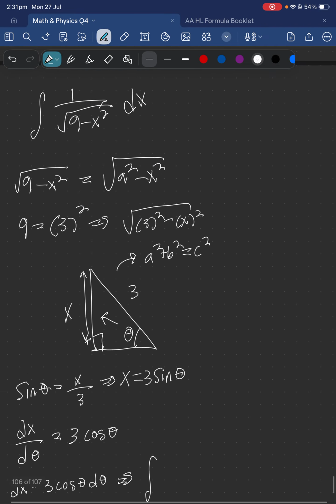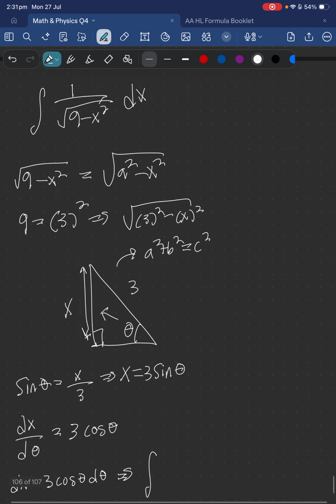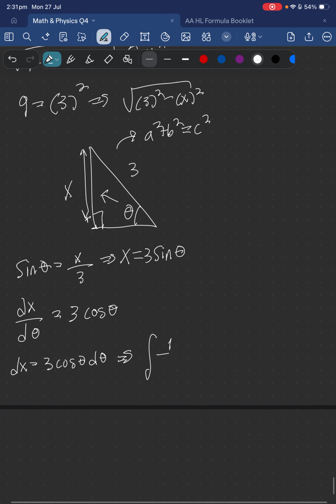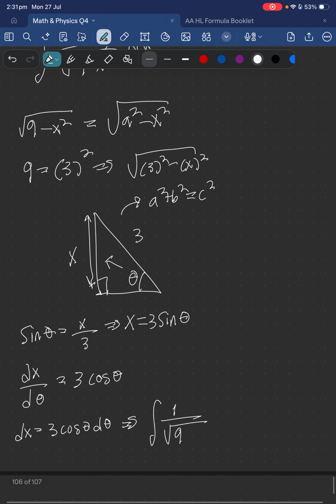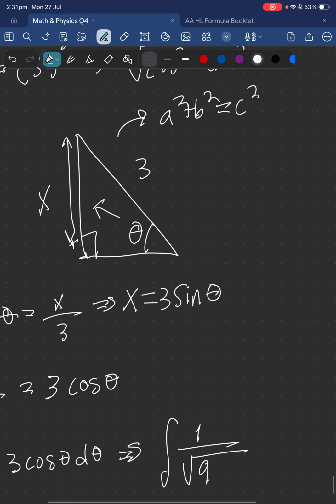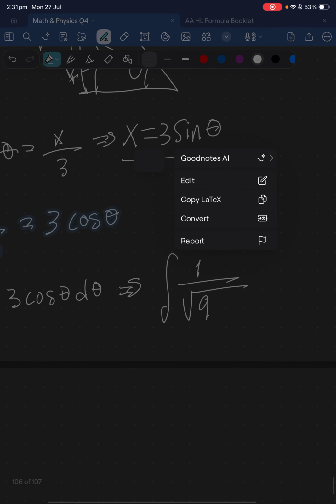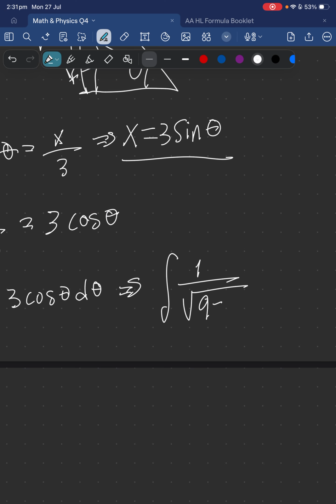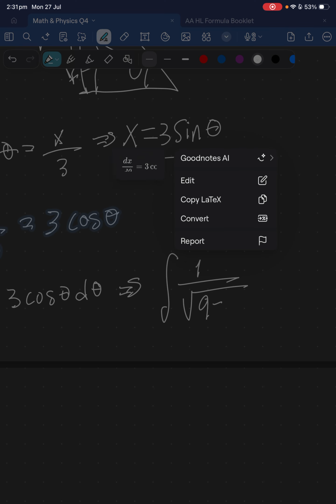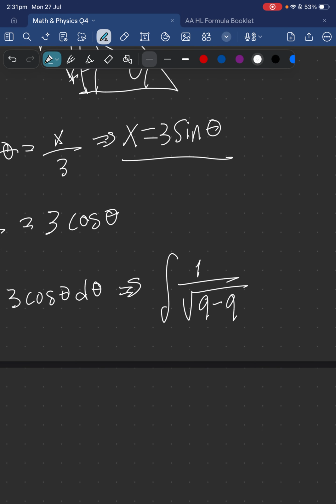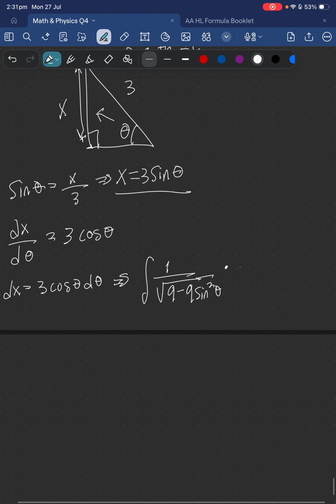Our original integral was 1 over square root of 9 minus x squared dx. So that's 1 over the square root of 9 minus x squared. And x is equal to 3 sine theta. So 9 minus 3 squared, which is 9, and then sine theta squared, which is sine squared theta. All of this multiplied by dx, which is 3 cosine theta d theta.